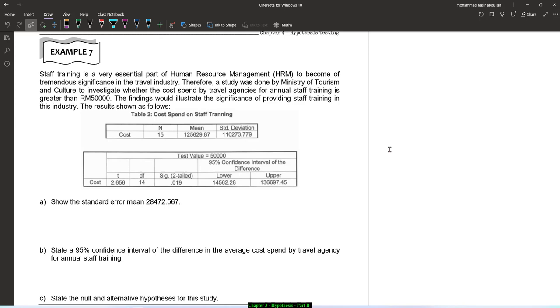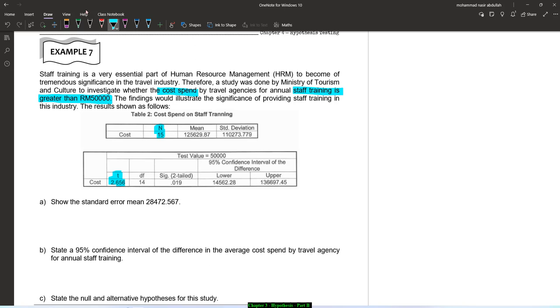So let's look at example number 7. The staff training is a very essential part of human resource management to become tremendously significant in the travel industry. Therefore, a study was done by the Ministry of Tourism and Culture to investigate whether the cost spent by travel agencies for annual staff training is greater than 50,000. The finding will illustrate the significance of providing staff training in industry. So this is the result. This is a t value.